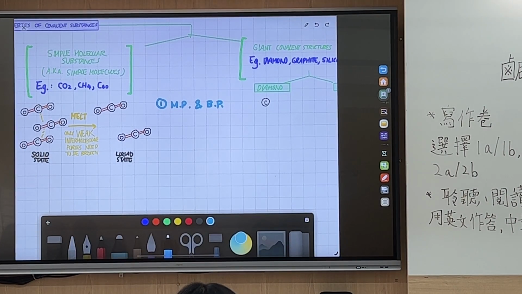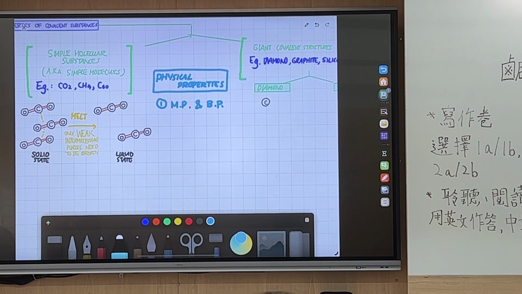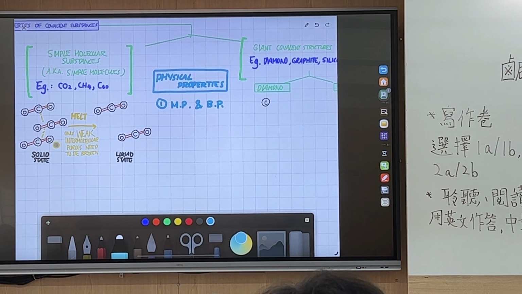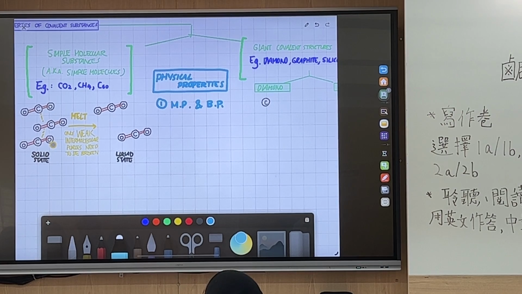These things I'm writing in blue are known as physical properties. You might remember learning this as early as Form 3. Physical properties are properties that you can study without forming a new substance. When you melt a solid, you get a liquid, but the particles that make up the liquid are still the same particles that make up the solid, just that the spacing is different.